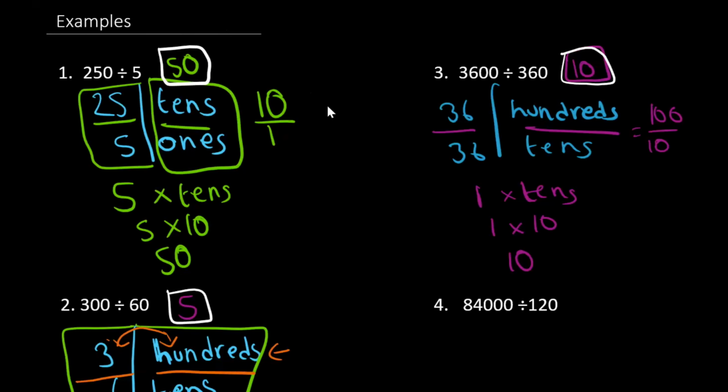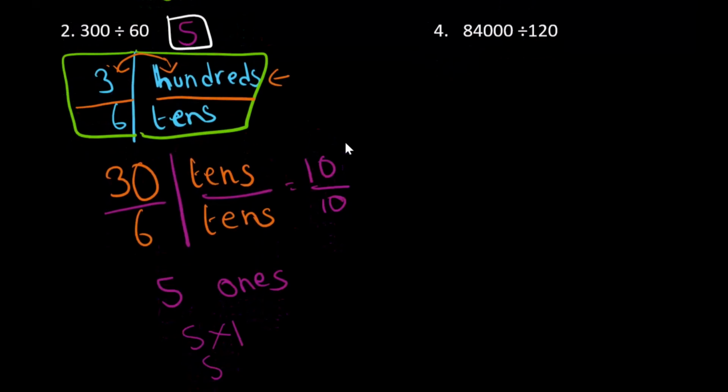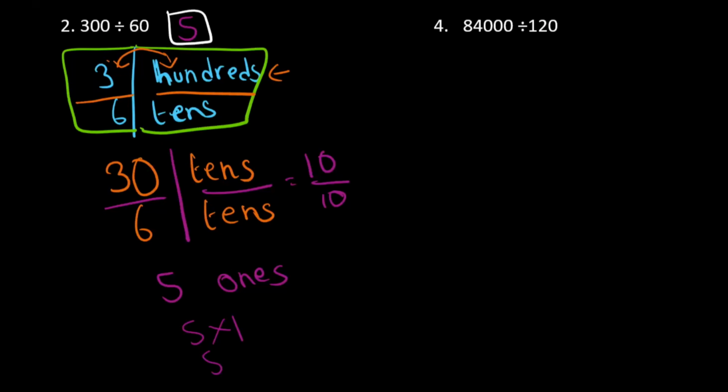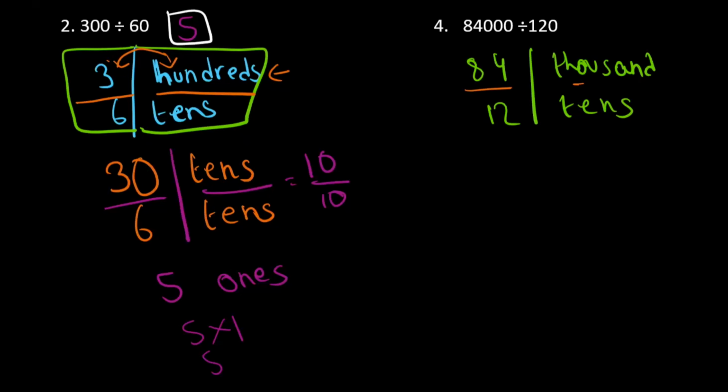Okay, now let's do the fourth question for more practice. So the fourth question says 84,000 divided by 120. So let's do it. 84,000 also equals 84 hundreds. And then 120 also equals 12 tens. Now use a line. Okay, let's use orange. So 84 divided by 12.